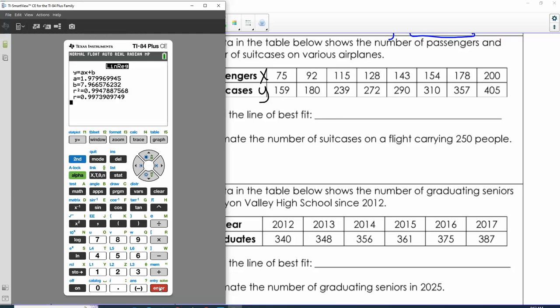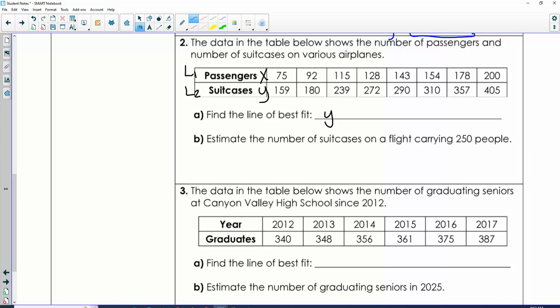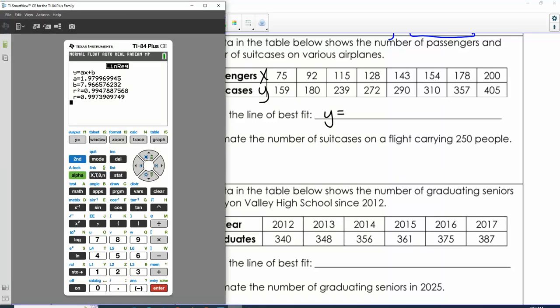Y equals AX plus B. Okay. So we're used to y equals mx plus b. The only difference is it says a instead of m. The exact same thing. So that is our slope. So if we look at this one, my A, 1.97996. So we just usually round to a couple decimal places. So let's round to 1.98.